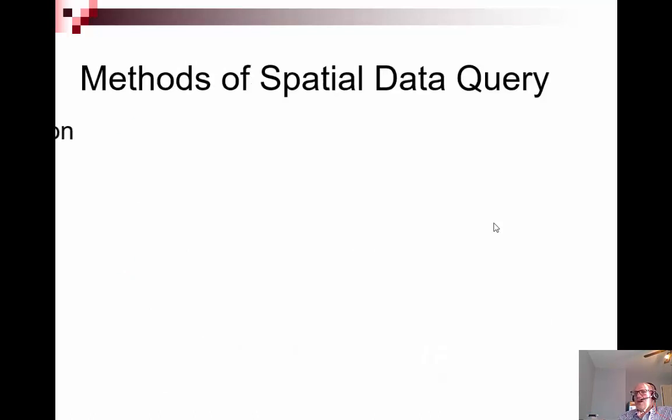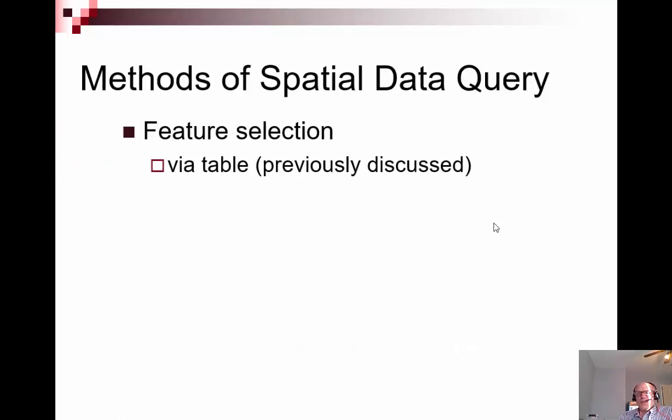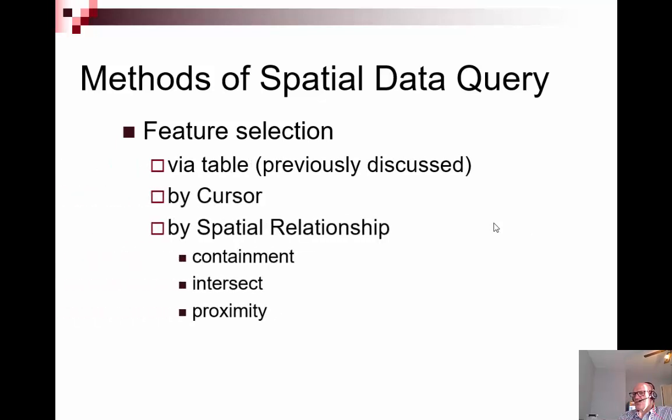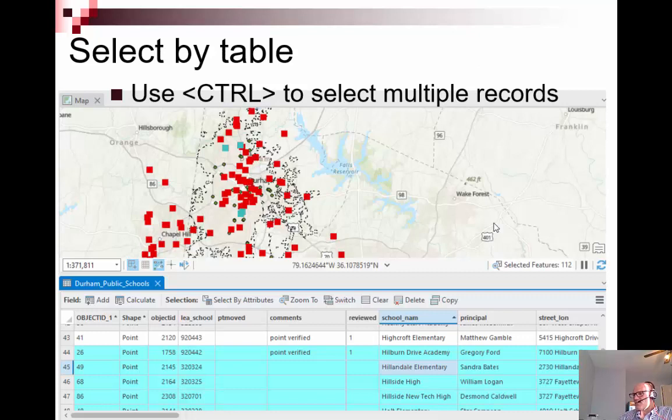We can select these by hand if we really wanted to, by using our cursor or using a table that we alluded to before. But most of the time what we'll do is look at some sort of spatial relationship, whether it's containment or intersection or proximity. And so now we can highlight these schools right here. We can open these up and we can use the control to just highlight all these schools, where they're going to be highlighted on the map if we're only picking out particular schools.